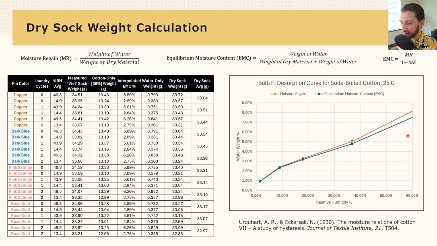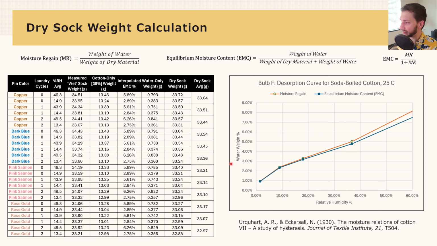The original chart from literature is given as a moisture regain chart, but we don't know the weight of the dry material, nor do we know how much water is in these socks. So instead, we convert it over to an equilibrium moisture content chart. There we have the weight of the water on the top, which is unknown, but we have the weight of the dry material plus the weight of the water, which we do have. That is our wet sock. I've graphed them both on the chart here, and now let's do the calculation to find out our dry sock.